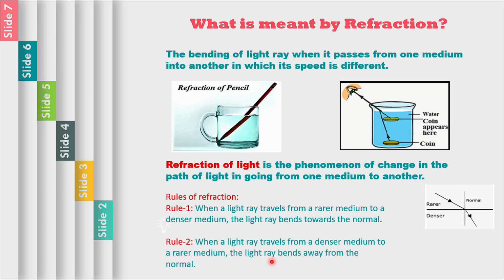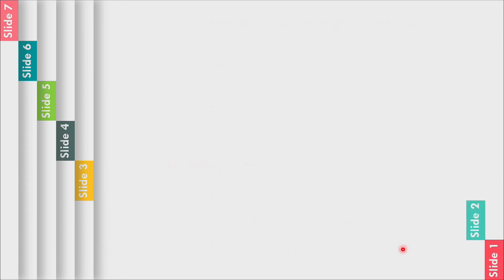Just observe the diagram. Here it is. This is the rarer medium, this is the denser medium, this is the incident ray. It falls on the refracting surface of the denser medium. So here the light ray bends towards the normal. This is the normal, that is the perpendicular line. It is bent towards the normal. Let us observe the second one. Here it is just the opposite. Here the light ray travels from denser to rarer medium, and the light ray bends away from the normal. So these are the two important rules of refraction.